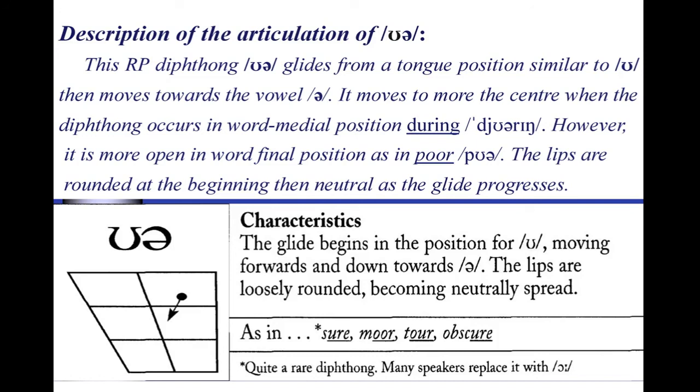Characteristics: the glide begins in a position for u, moving forwards and down towards schwa. The lips are loosely rounded, becoming neutrally spread. Examples: sure, moor, tour, obscure.